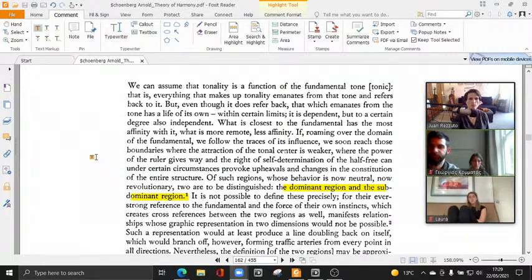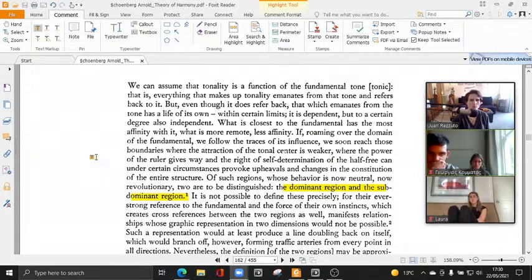If, roaming over the domain of the fundamental, we follow the traces of its influence, we soon reach those boundaries where the attraction of the tonal center is weaker, where the power of the ruler gives way and the right of self-determination of the half-free can, under certain circumstances, provoke upheavals and changes in the constitution of the entire structure. You see, he's always talking about the tonality as a domain, a sovereignty, a king, like a power.